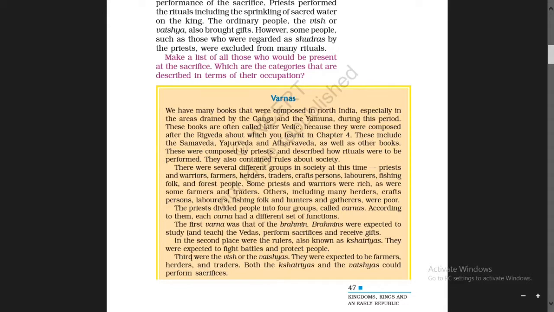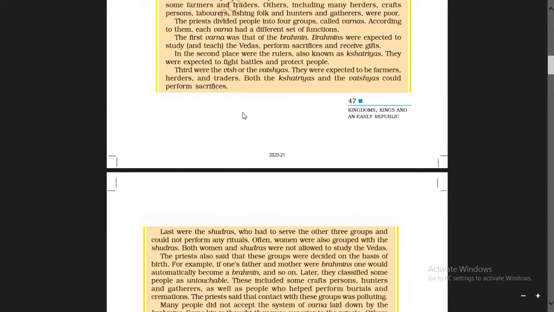Then the third were the Vish or the Vaishyas. They were expected to be farmers, herders and traders. Vaishyas were expected to be farmers or cattle dealers, herders, and traders, merchants who do business. Both the Kshatriyas and Vaishyas could perform sacrifices. Kshatriyas and Vaishyas were allowed to perform sacrifices.